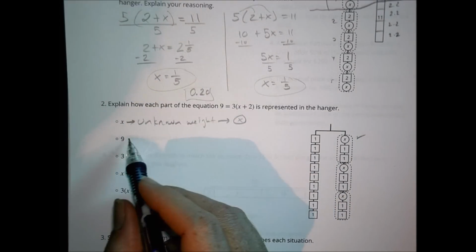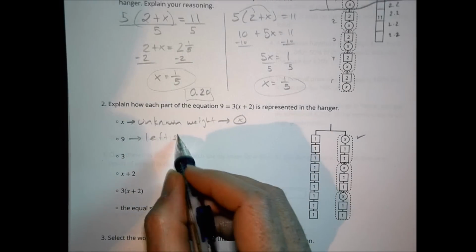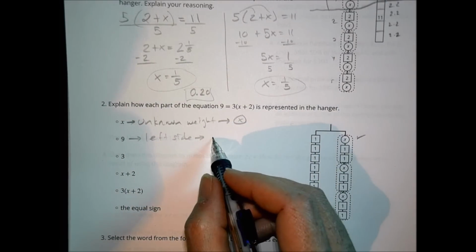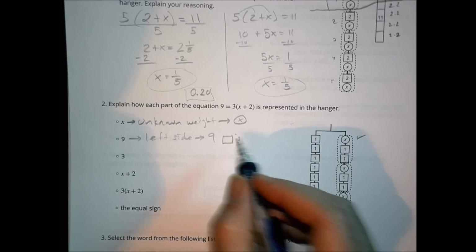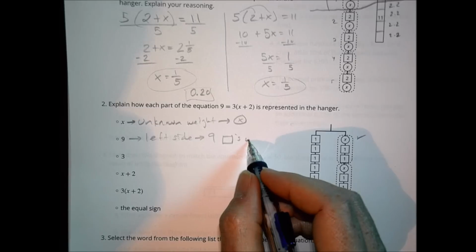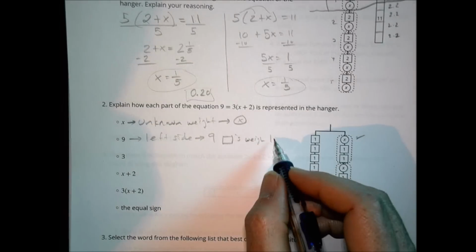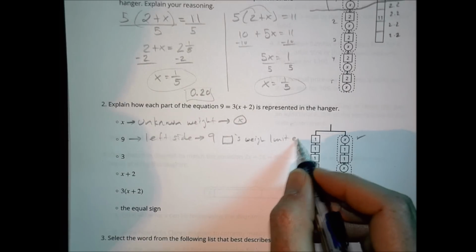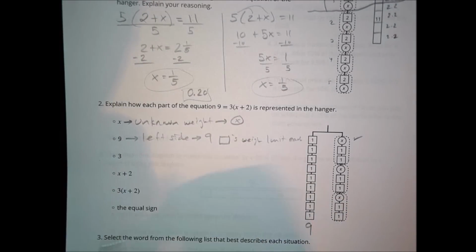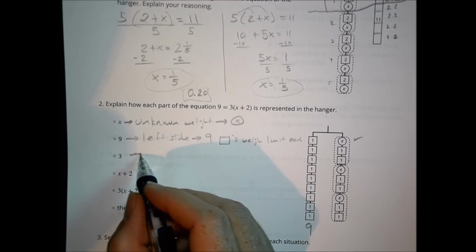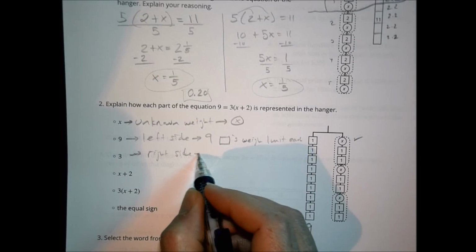The term 9 is probably going to be standing for what's on the left side, and that's going to be the 9 squares. I don't know if it's 1 unit, whatever you want to call it, 1 unit each. That's our 9. That's over here on this side. 3, what is 3 going to be? The 3, to me, would be what's on the right side, and that's going to be the groups that we have.